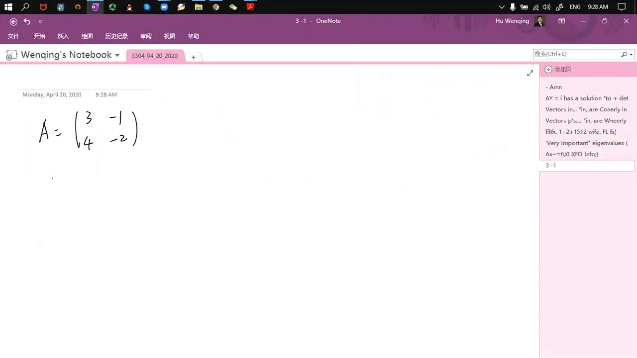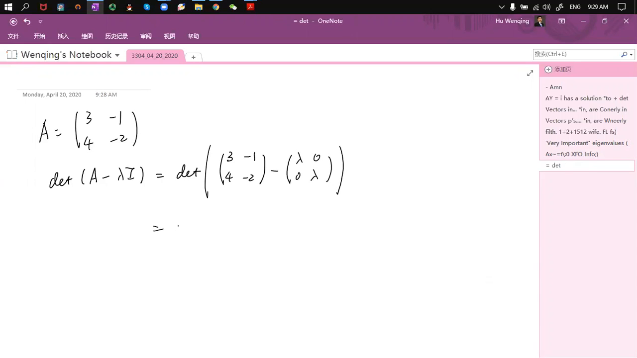Well, as I said, you should start with the determinant of A minus lambda I. What is A minus lambda I? A is the matrix 3, minus 1, 4, minus 2. If you subtract lambda I, which is lambda, 0, 0, lambda, the determinant is of the matrix 3 minus lambda, minus 1, 4, and minus 2 minus lambda. That is how you raise this characteristic equation.